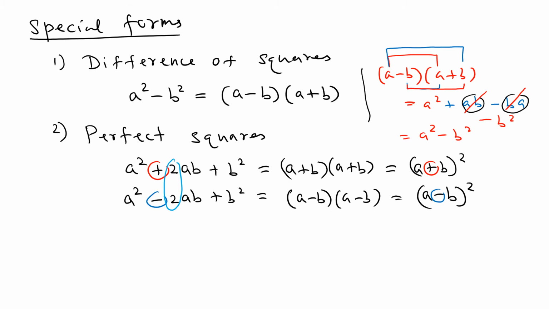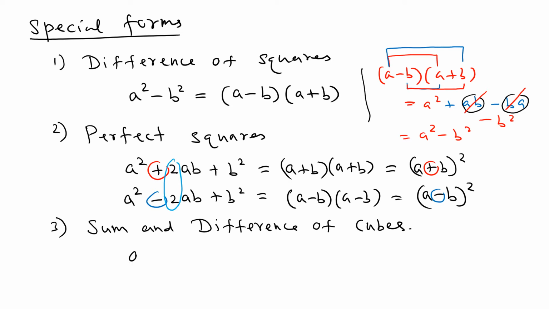So let's look at the next one. Next we have sum and difference of cubes. So this has this special form: a³ + b³. So it's a sum of cubes. The first term follows the exact same format. That means a plus sign goes with the plus sign. So a³ + b³ equals (a + b).